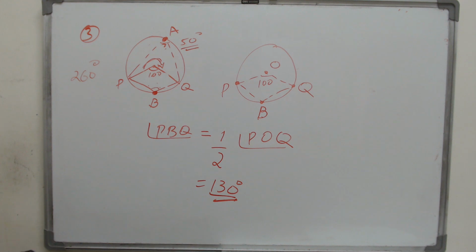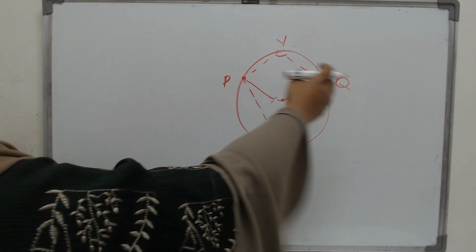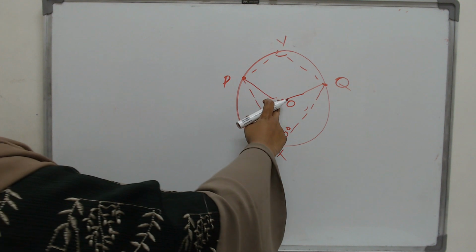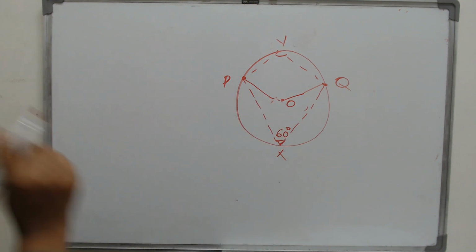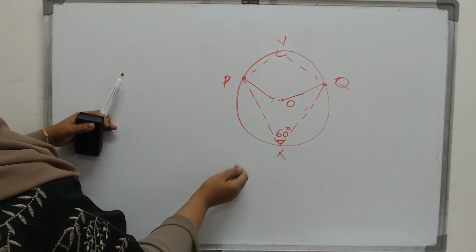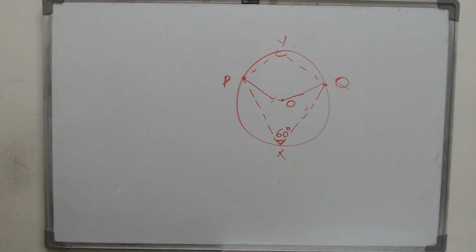Let me give you one more question that will make it clear. Now look at this question. What do you see? You see an arc PQ. It is making all sorts of angles. It is making an angle with the center, and one angle it is making in the same side as the center, and one on the opposite side. What are all of these angles?